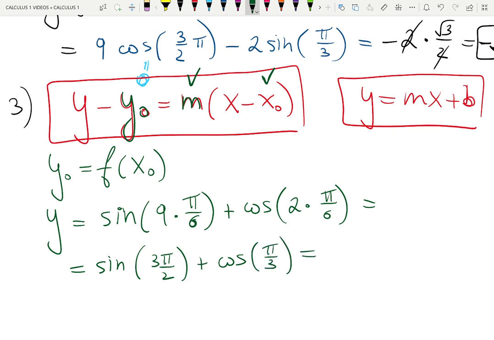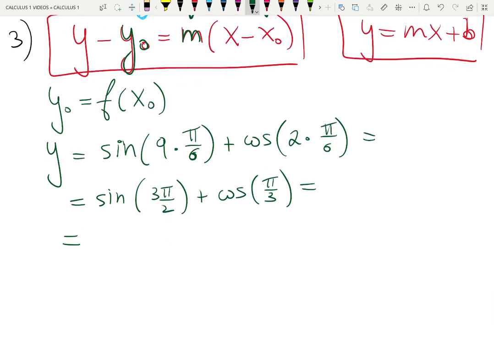Go back to the unit circle. Carefully look at it. Now, sine of 3 pi over 2 is -1. And cosine of pi over 3 is what? 1/2. Correct. Well, I hope you said it out loud. So the answer is -1/2.